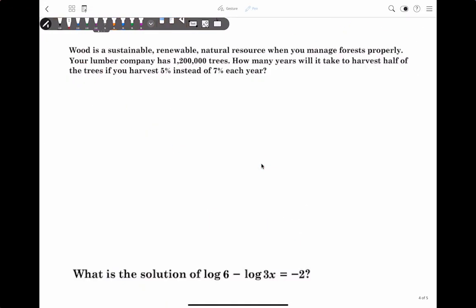All right, so let's move on. Next question says, wood is a sustainable, renewable natural resource. We have 1.2 million trees. It says, how many years will it take if you harvest 5% instead of 7%? Okay, so we're just trying to find the difference here. So it's the same setup because we're trying to take half of the trees. So we start with 1.2 million. We are going to harvest. Harvest means to gather, to remove, so it's going to be subtracting. So it's that 1 minus the r to the power of t.